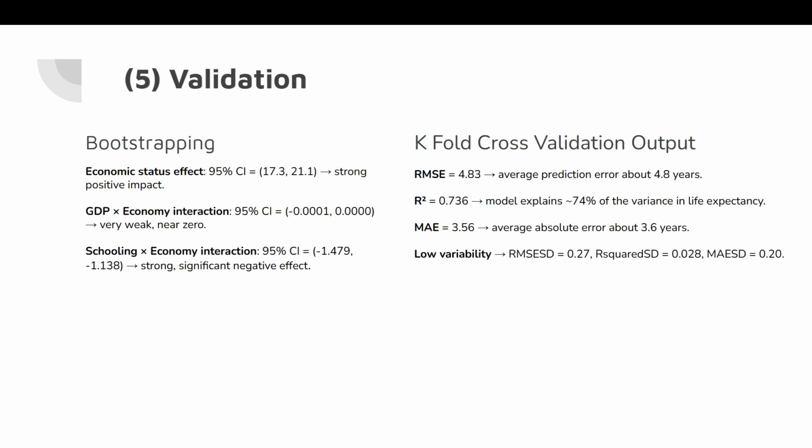The model was validated using k-fold cross-validation and bootstrapping with 1,000 instances. What's important here is that 2 of the effects, economic status and the schooling interaction, were strong and clearly different from 0. This means the model reliably captured real patterns in the data.